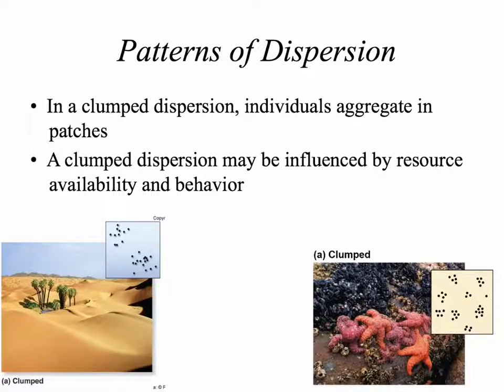We see that in these examples with the trees, water is a scarce commodity in the desert. So when water surfaces, organisms clump around that resource. In this one over here, we see many sea stars clumping together around the mollusks, which are their food source. So again, they are clumping around the resource that they need to survive.